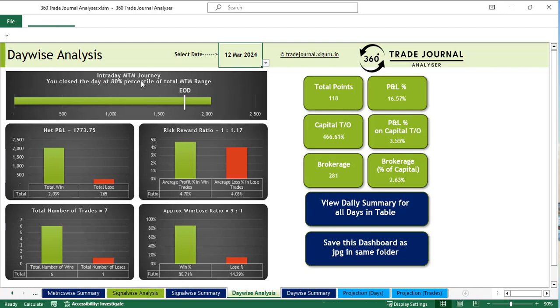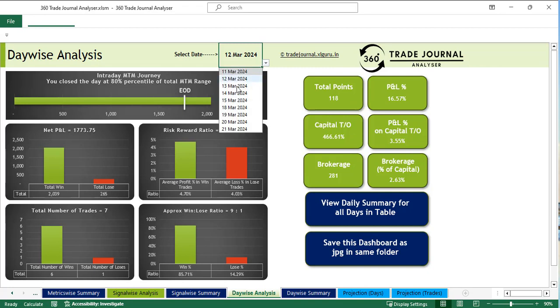So the first chart over here is your MTM journey, like how far in negative you have gone throughout the day, your cumulative PNL, right? So you might have started with a win of 1000 and then lose 2000, so the net negative MTM was minus 1000 for the day, and then you end up at 2000 in positive. You should try to close your day towards the positive side rather than the lowest side for the day, and this is a sign of overtrading if you are closing your day at the bottom of the MTM journey.